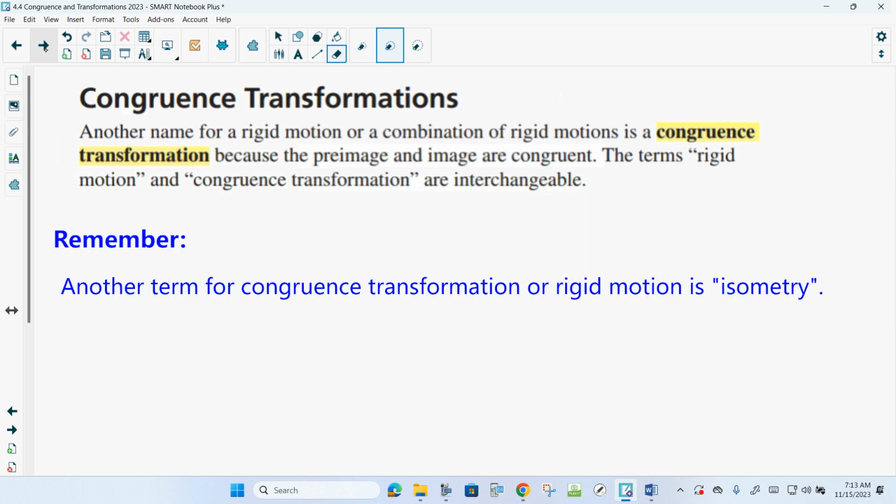Another name of rigid motion or a combination of rigid motions is called congruence transformations. Because the pre-image and the image are congruent, the terms rigid motion or congruence transformation are interchangeable. I like to refer to it as a rigid motion. I think it's the easiest way to understand it. It also can be called a symmetry, but a rigid motion to me means I did something, but I didn't change the shape.